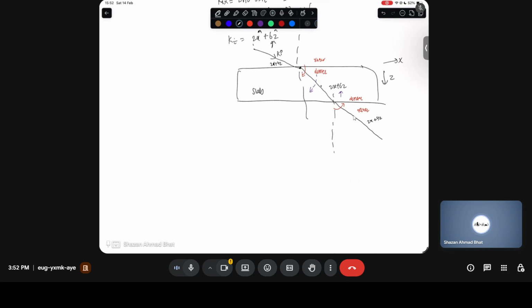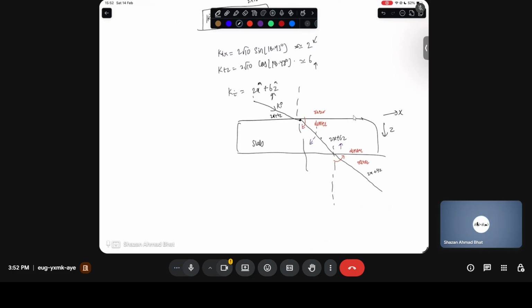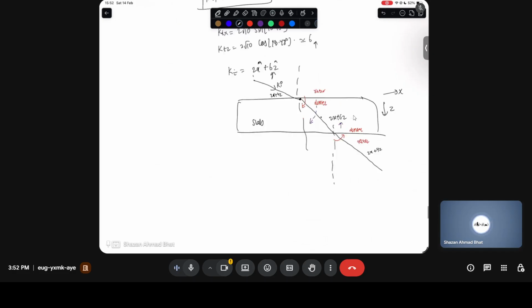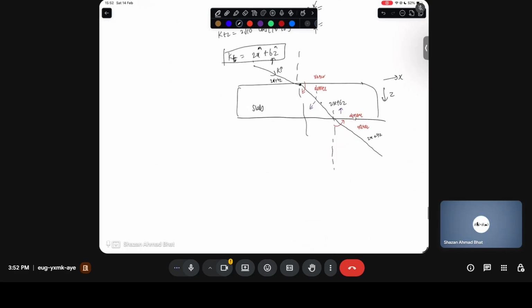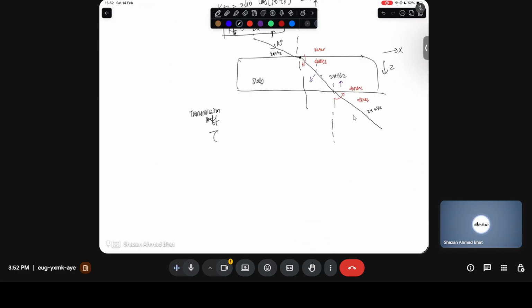So this is a beautiful way of understanding the vectors, how you can analyze what information the vector is giving you about these moving fields. Okay, so now you find the kt to be equivalent to twice x plus 6z because you have obtained these particular two components. Now you can find the transmitted coefficient, which is basically the transmission coefficient. Okay, let's write it as tau.